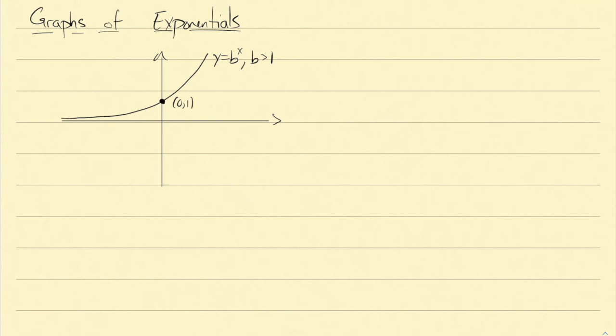When b is between 0 and 1, we simply take the mirror image of this. So if we turn this graph around, we just get this. It still passes through 0, 1. The behavior is exactly reversed. Instead of going to infinity as x gets large, we go to infinity as x gets large and negative. As x gets large, we tend towards 0, and we have a horizontal asymptote at 0.